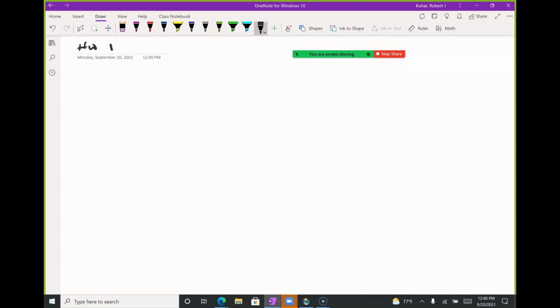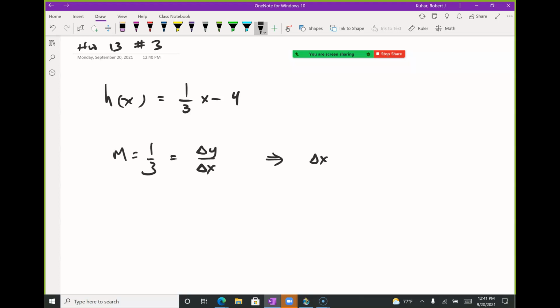So homework 13, number 3, and I've got h of x equals 1/3 x minus 4. Let's think about the slope here. What's our slope? It's 1/3, right? So that's a delta y over delta x. Delta x will always be positive, just because we're always reading left to right in mathematics, at least American mathematics. Is that true in any other? No, it's always left to right. Delta y is 1, right?